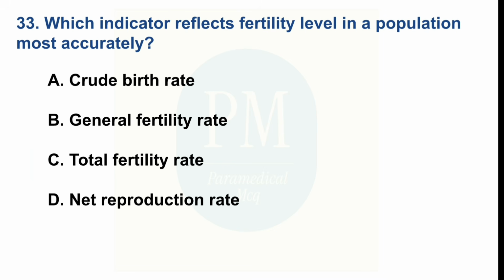Which indicator reflects fertility level in a population most accurately? Option A, crude birth rate. Option B, general fertility rate. Option C, total fertility rate. Option D, net reproduction rate. The correct option is option C, total fertility rate.